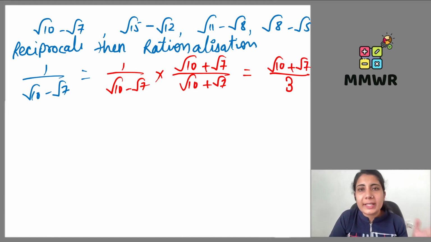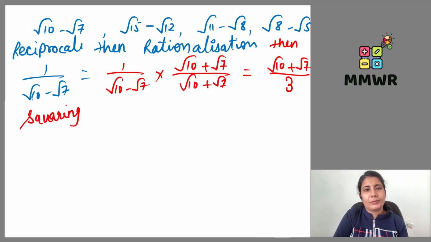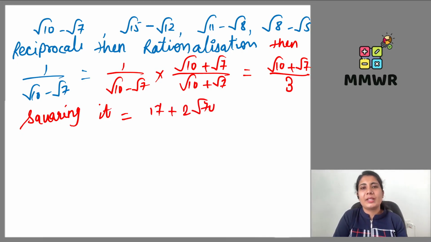Now I will simplify it exactly the same way. Squaring both sides. Taking the square. So squaring, that means root 10 square plus root 7 square, 10 plus 7, 17, plus 2 root 70, upon 3.